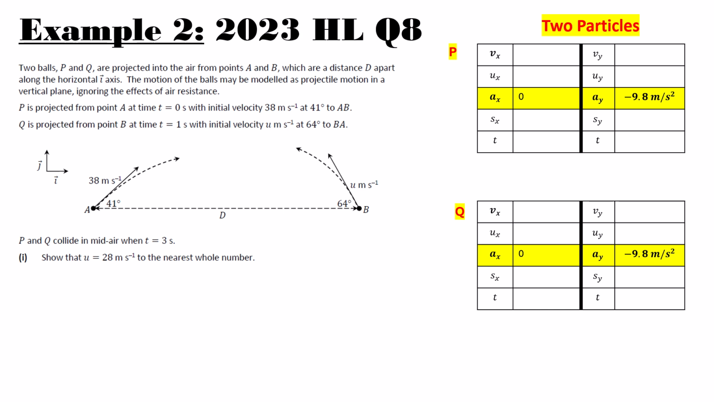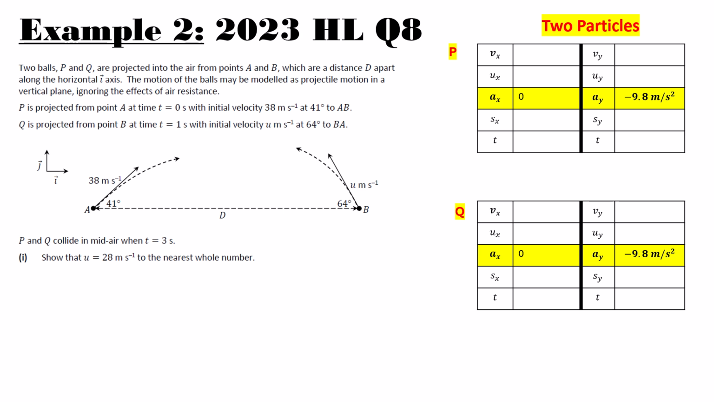This is question 8 from the 2023 higher level paper. So two balls P and Q are projected into the air from points A and B, which are a distance d apart along the horizontal axis. The motion of the balls may be modeled as projectile motion in a vertical plane, ignoring the effects of air resistance. P is projected from point A at t equals 0 with initial velocity 38 at 41 degrees to AB, and Q is projected from point B at a time t equals 1 second with initial velocity u at 64 degrees to BA.